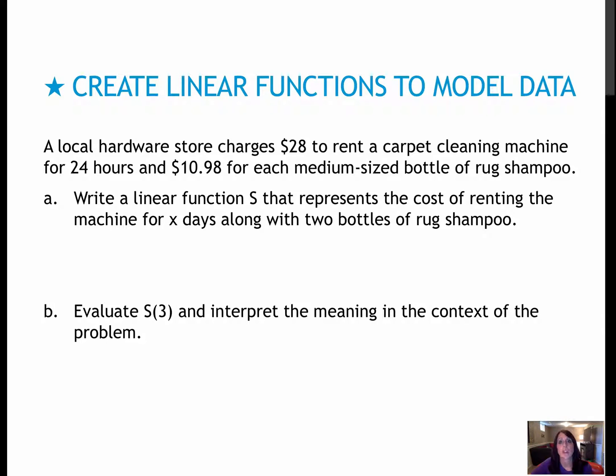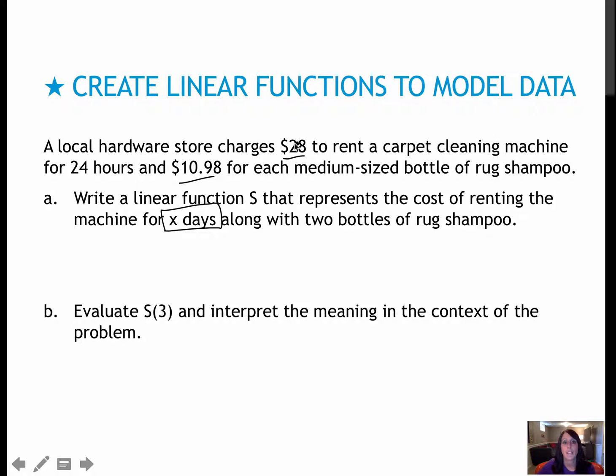Here's one for you to try on your own. So try this question and then press play to check your work. I have a local hardware store that's charging $28 for a carpet cleaning machine for 24 hours and then $10.98 for each medium-sized bottle of rug shampoo. So write a linear function that represents the cost of renting the machine for X days.